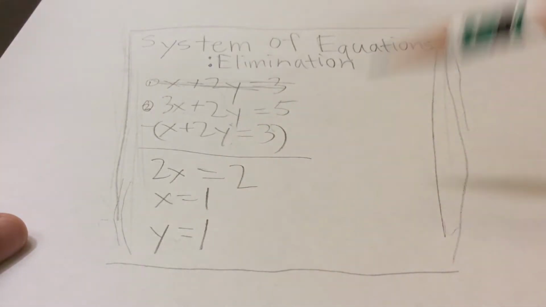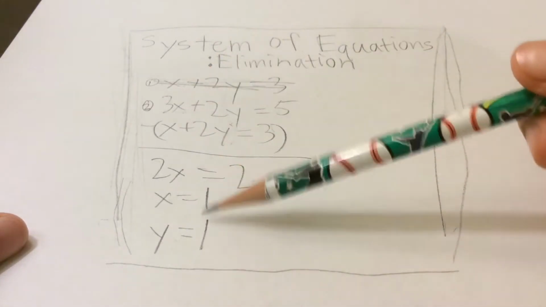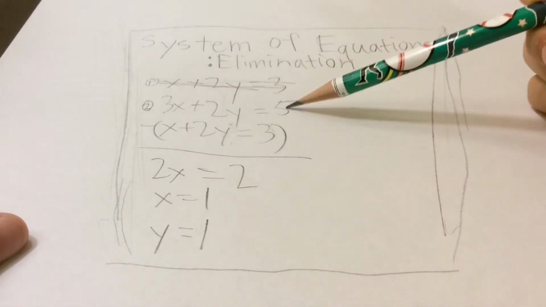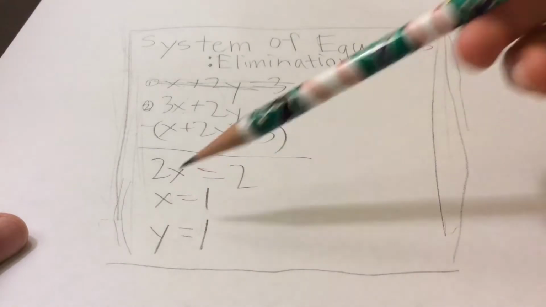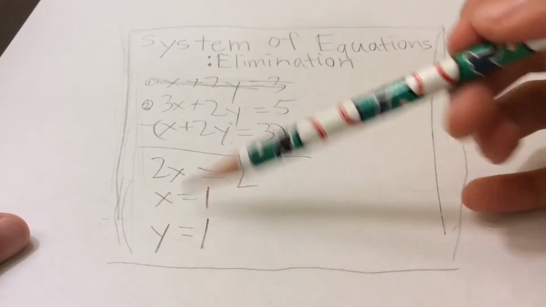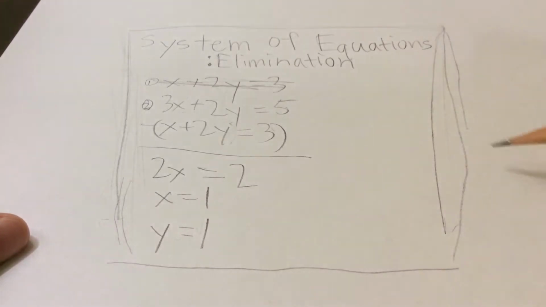And then to check our answer, we just see 3x, so 3 plus 2 equals 5, which works. So this is how to do simpler versions of systems of equations.